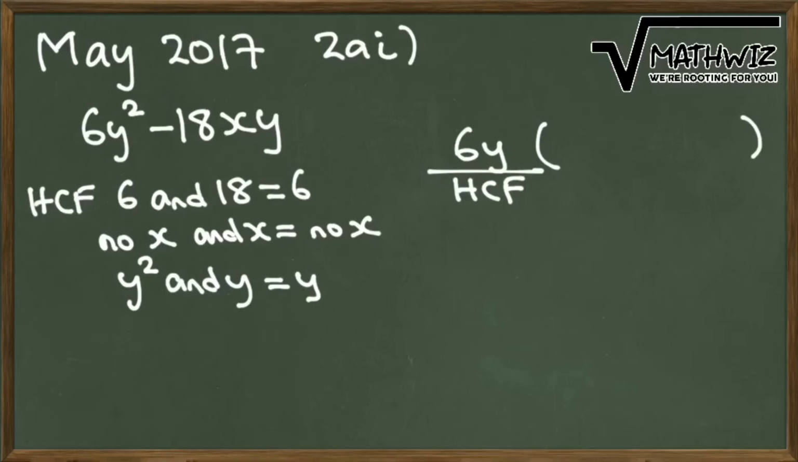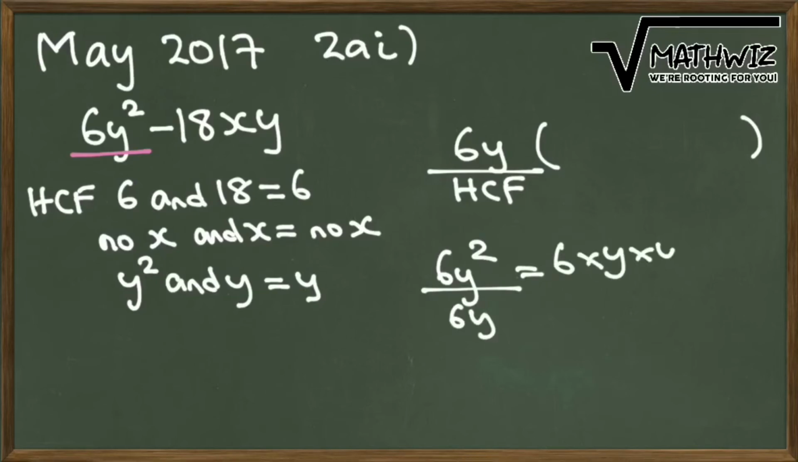All right, so then we're going to take the first term, which is our 6y squared, and put it over the highest common factor. So it's going to be 6 times y over 6 times y. So the 6's cancel, the y's cancel. So what's left over is y. The minus that was originally there, we put it back.